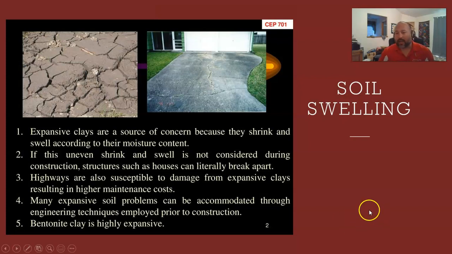But it just kind of depends. Not everywhere has these super high clays. It says right here, bentonite clay is a highly expansive clay, so that would be one. If you knew that was in your soil, you'd want to avoid building there if you could.